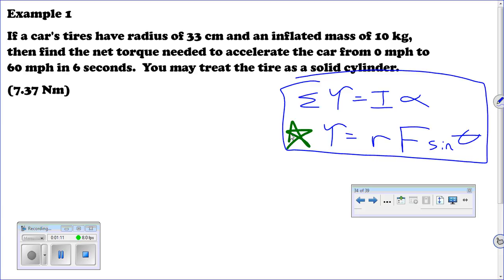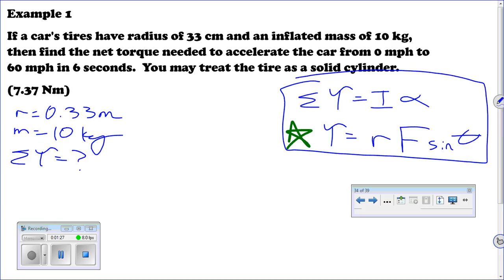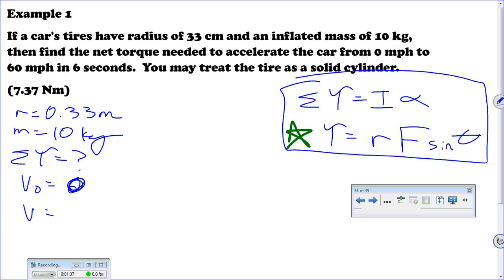So, this one says the car's tires have a radius of 33 centimeters. I'm going to right away just convert that to meters. And then they have an inflated mass of 10 kilograms. Find the net torque needed to accelerate the car from an initial velocity of 0 to a final velocity of 60 miles per hour in a time of 6 seconds.